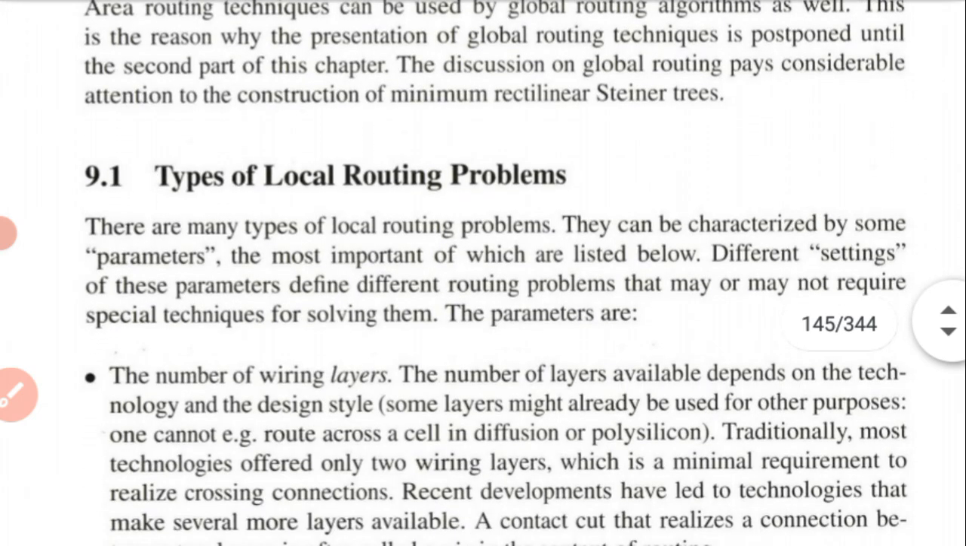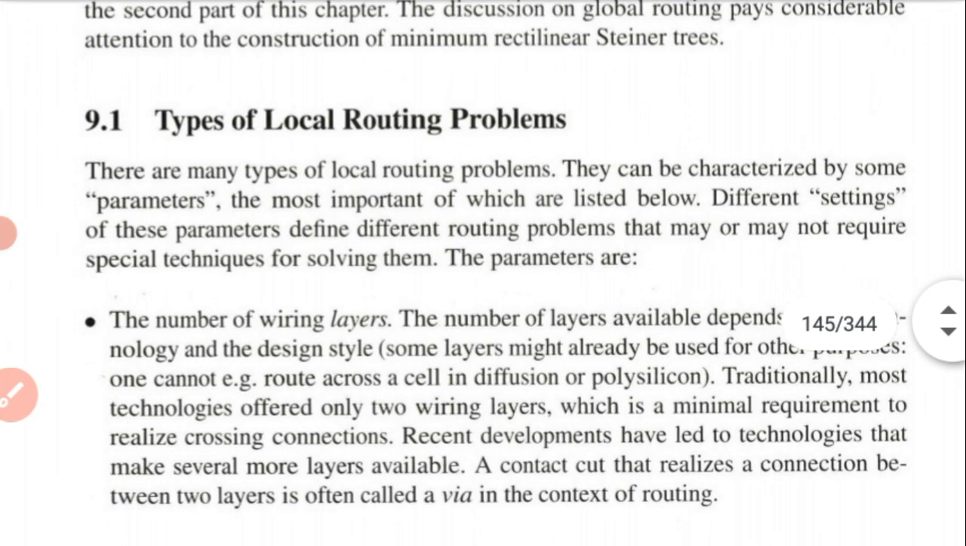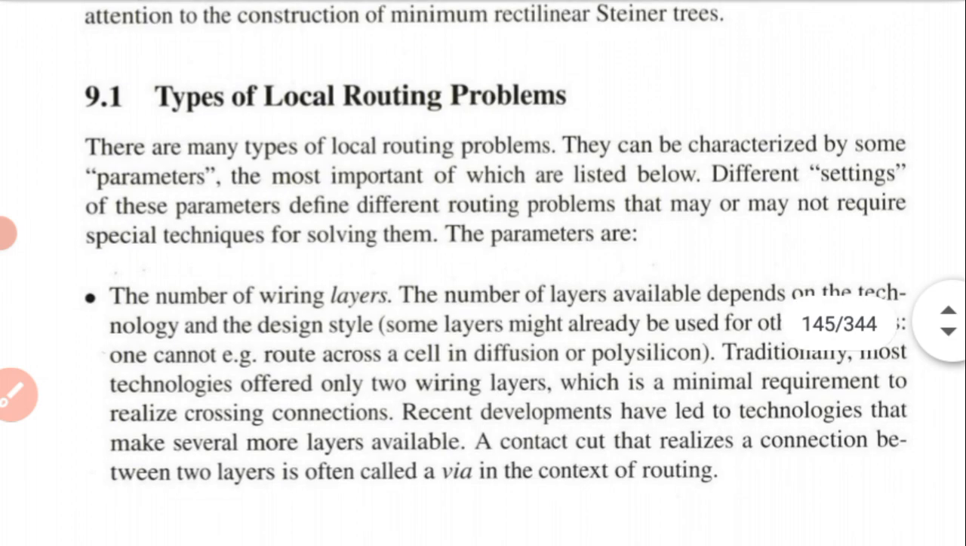The types of local routing problem. Local routing means detailed routing. There are many types of local routing problems. These local routing problems can be characterized by some important parameters. So we are going through the parameters. The first one is the number of wiring layers.